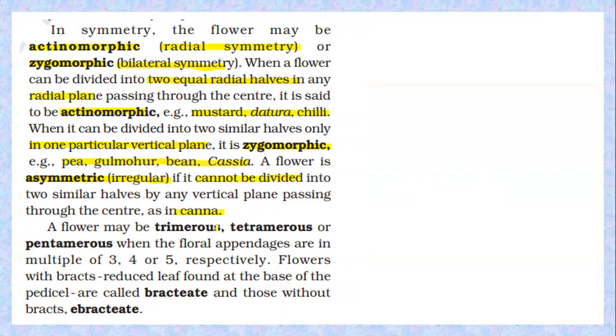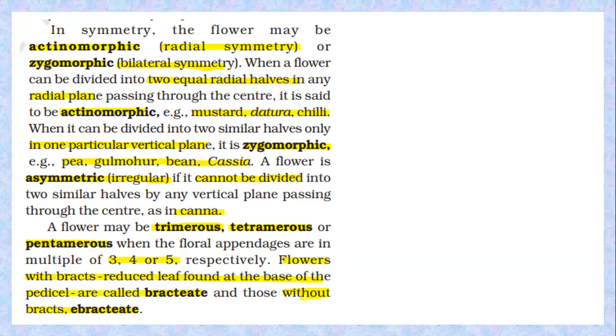Example is the canna. A flower may be trimerous, having three members in each whorl, tetramerous having four, and pentamerous having five, so 3, 4, and 5 respectively. Flowers with a bract, a reduced leaf found at the base of the pedicel, you will call bracteate, and without a bract, you will call the ebracteate condition. Have you understood the difference between a bracteate and an ebracteate flower? Those which have a bract, you will call bracteate, and without a bract, you will call ebracteate.